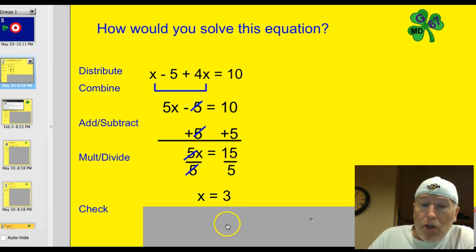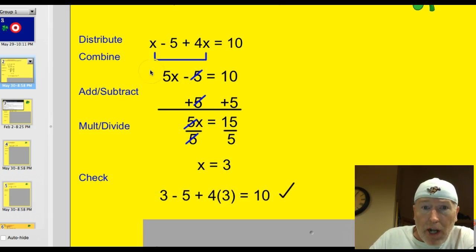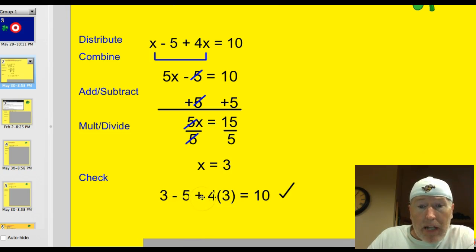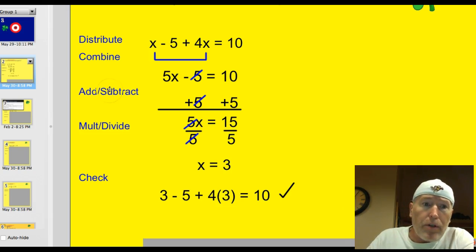You can plug that into your original equation. I put the 3 where the x is and see if it works. 3 minus 5 is a negative 2. Now 4 times 3 is 12. So we have a negative 2 plus a positive 12. Yeah, that equals 10. And we've checked it out and we're ready to move on. All right, there's our first equation.